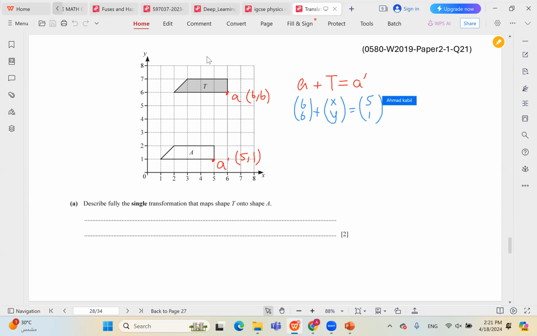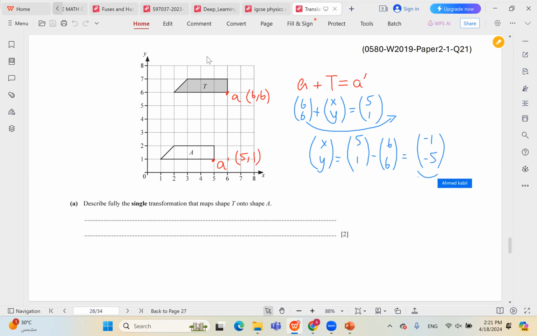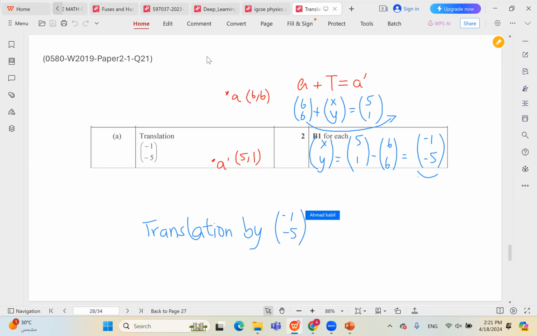Like we did in the previous problem, we'll take this to the other side with subtraction. So we have xy equals 5, 1 minus 6, 6. And this is equal to -1, -5. And this is actually the final answer. So it's a translation. So you have to write the word translation, of course, by, and then you write down the vector that you got, which is -1 and -5. Translation by -1, -5 is the correct answer here.